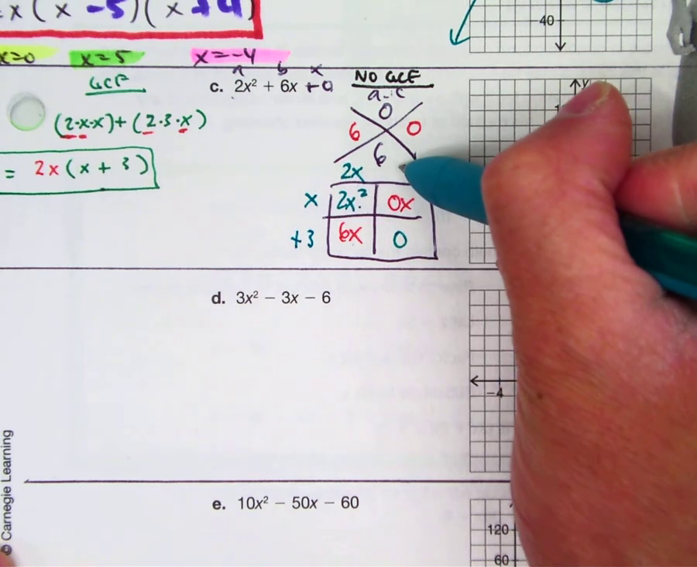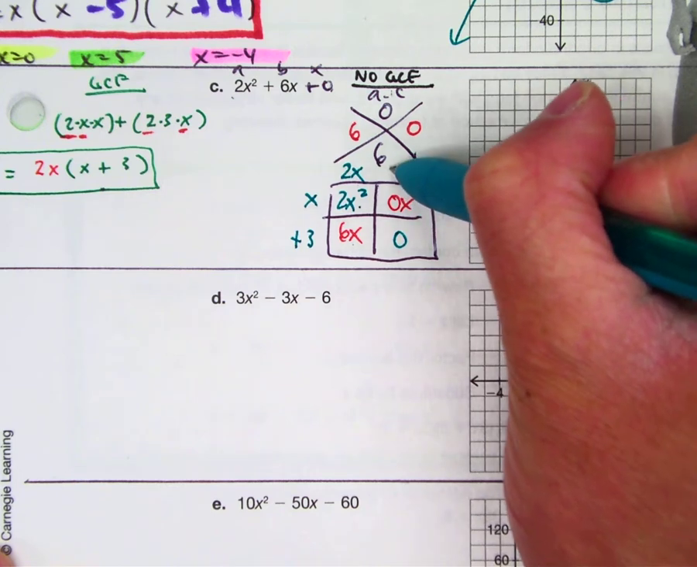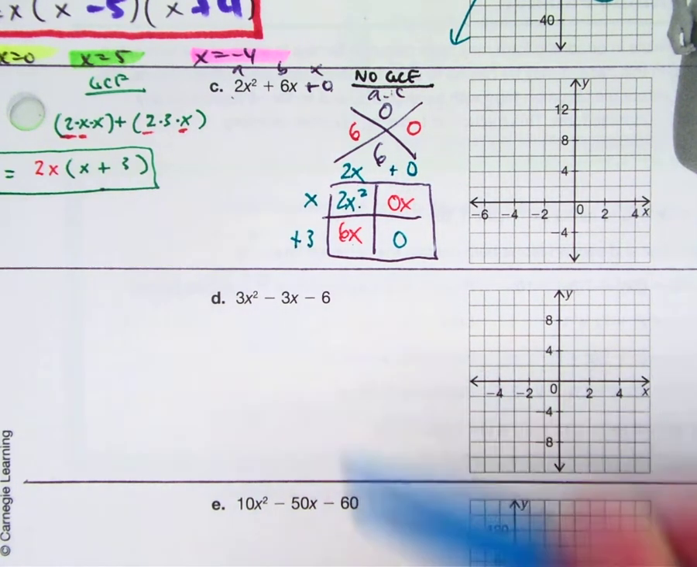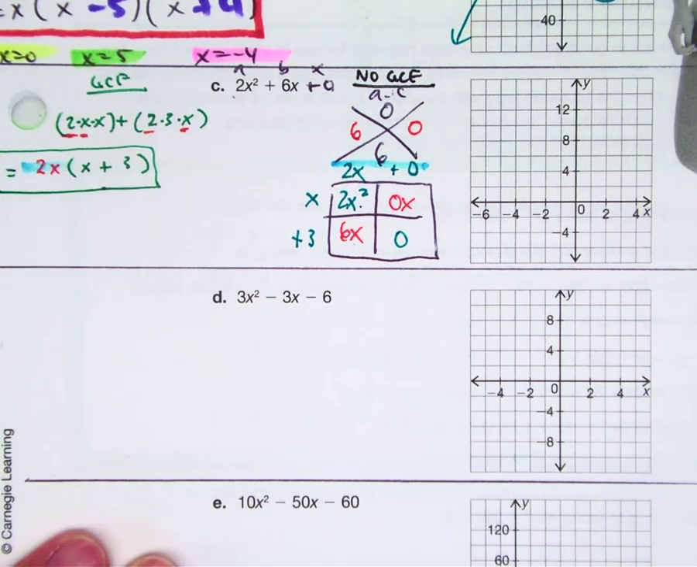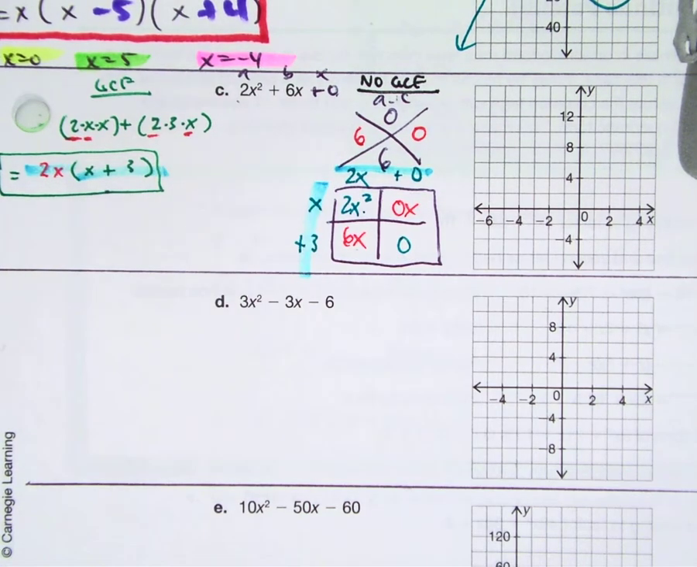And how about over here? X times something equals 0x. 0. Do you see how that matches? 2x plus 0 is the same thing as 2x. And x plus 3 is the same thing as x plus 3.